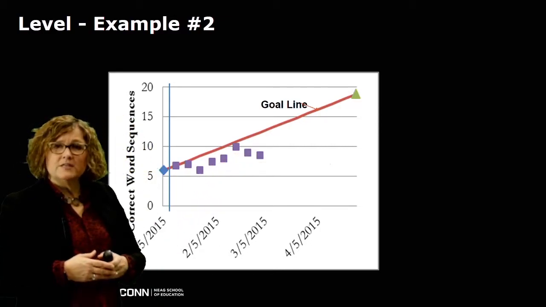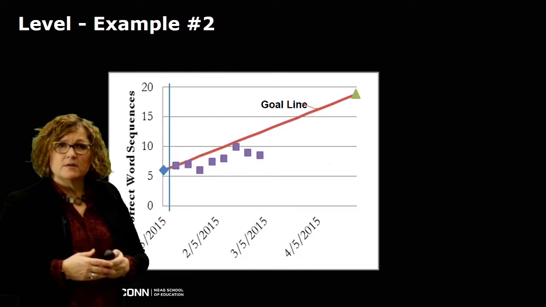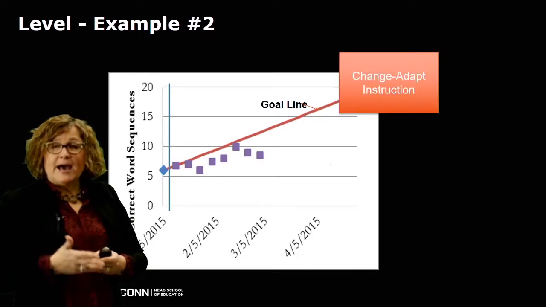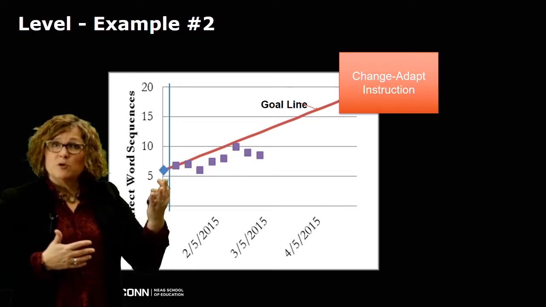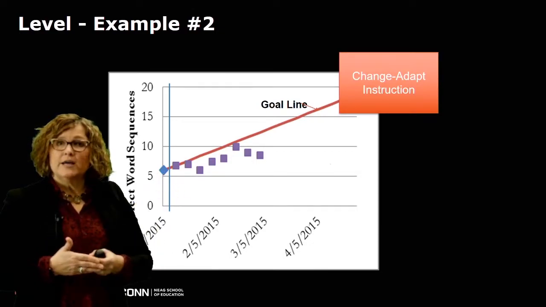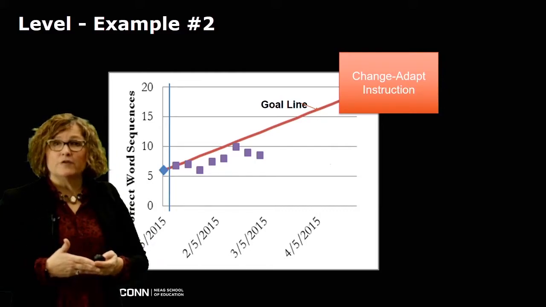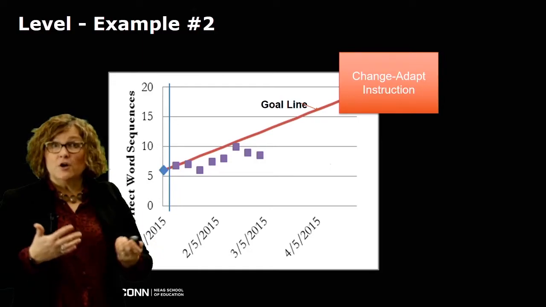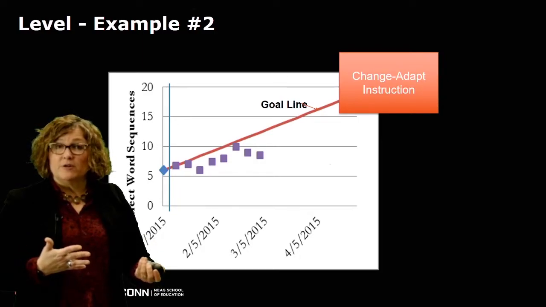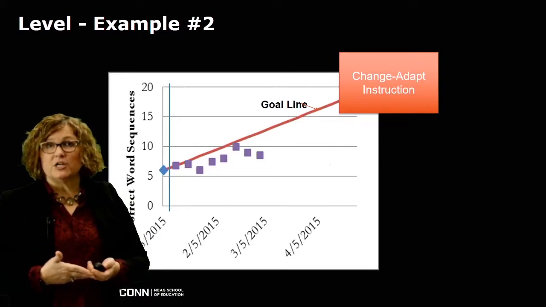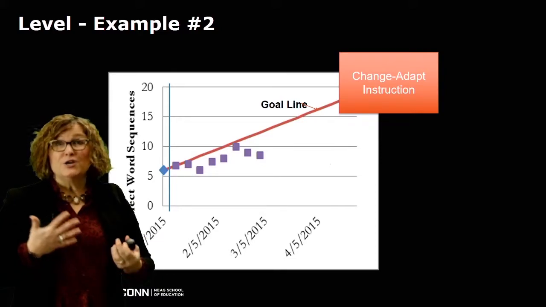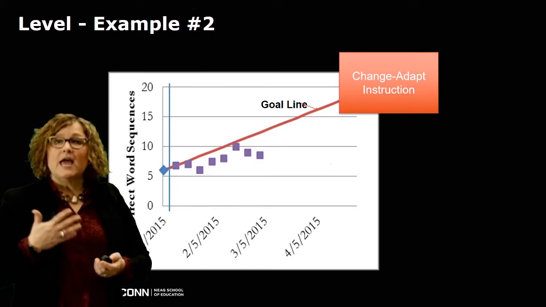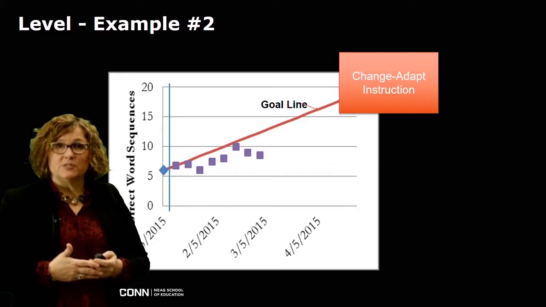Okay. And in this case, what would our decision be? Change or adapt instruction. In this case, most of our data points are below the goal line, so it's likely time for an instructional change. You can see here that those purple data points, there are 8 data points. That's the number of data points we need before we make a decision. Each time we're thinking about, do we have enough data to make that decision? And in this case, we did, and our decision would be to change or adapt instruction.